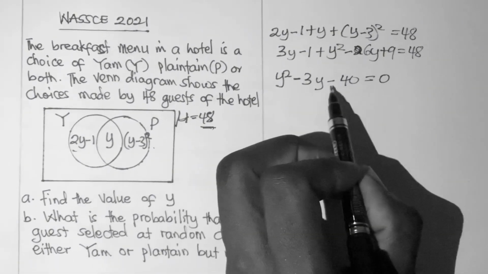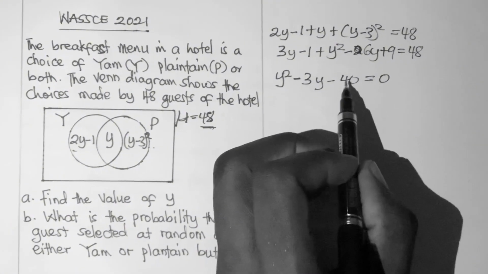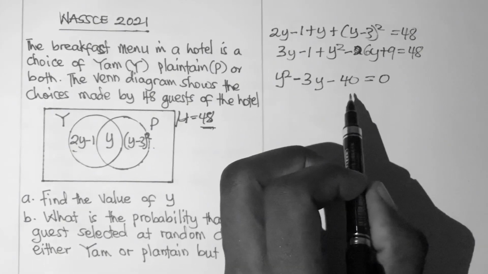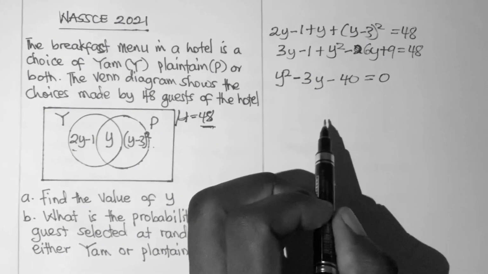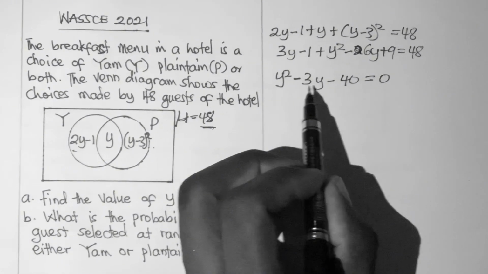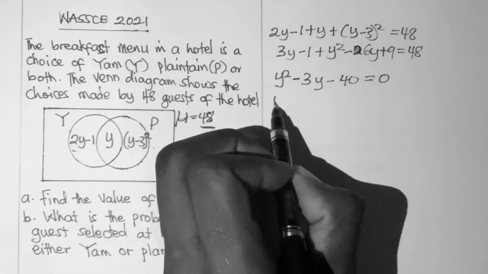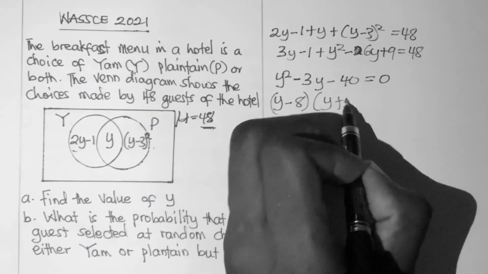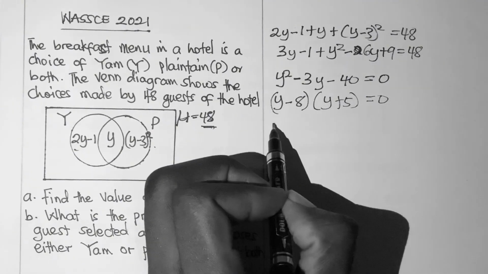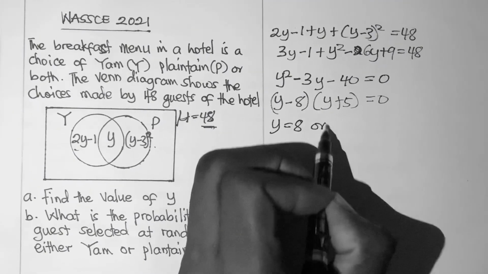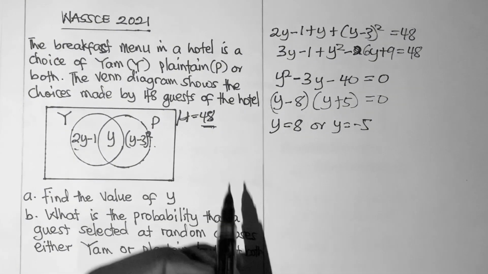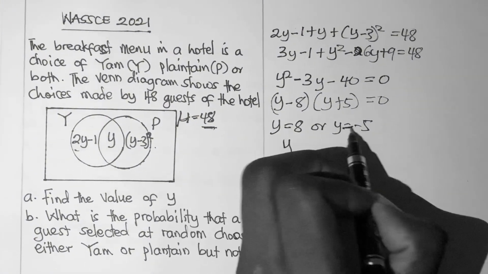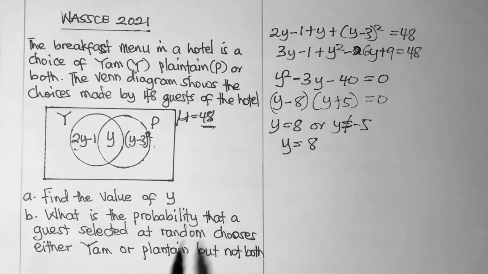Now, we need two numbers that, if we multiply, we get minus 40, but if we add, we get minus 3. You see that minus 8 times 5 is minus 40. However, minus 8 plus 5 is minus 3. So we have (y minus 8) times (y plus 5) equals 0. So y is equal to 8 or y is equal to minus 5. However, we cannot have negative people, and therefore y cannot be minus 5. So y is equal to 8.